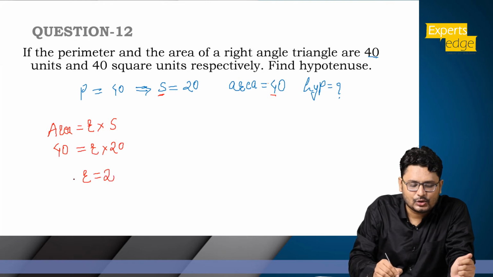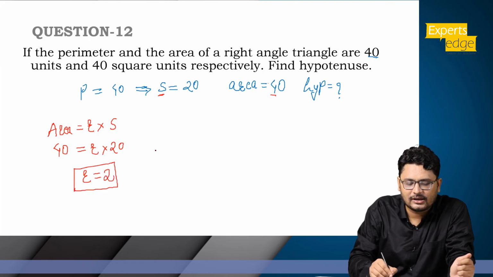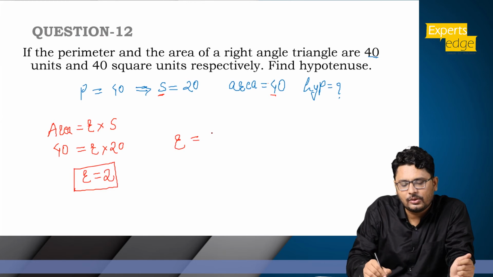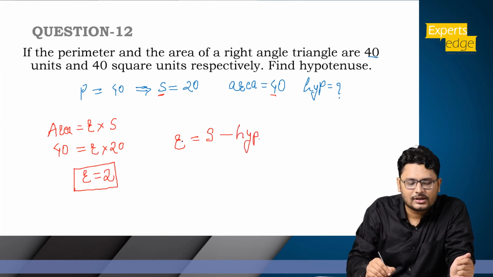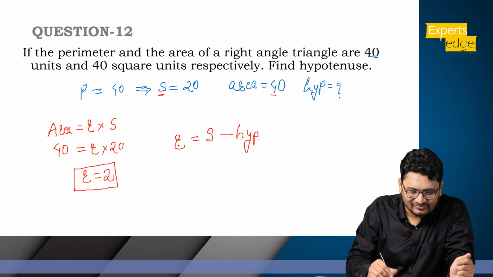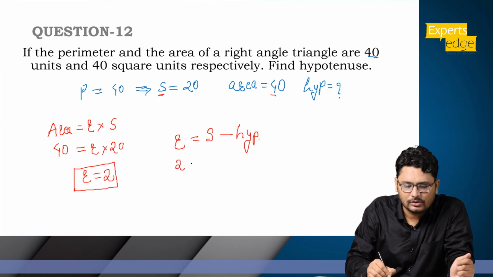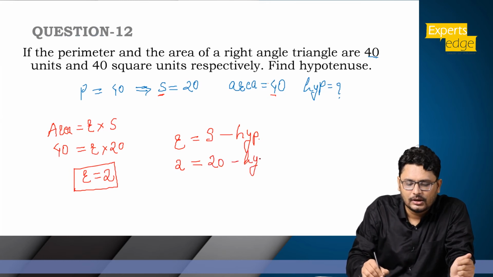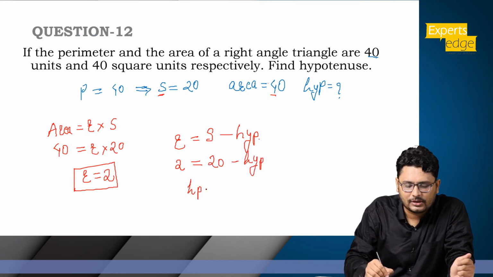जैसे ही मेरा inradius 2 आ गया, हमने एक और फॉर्मूला देखा था, that inradius is equal to semi perimeter minus hypotenuse, right? So what is the inradius? Inradius we just got as 2, semi perimeter is 20, and he is asking hypotenuse. So hypotenuse will be nothing but 20 minus 2, that is 18 should be the answer.